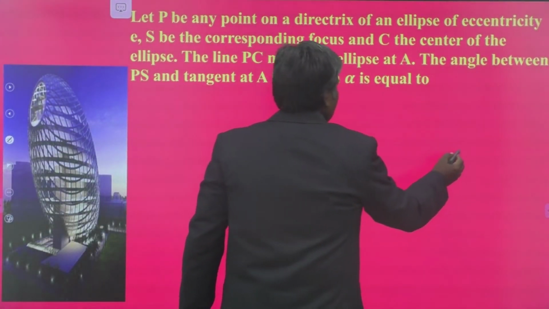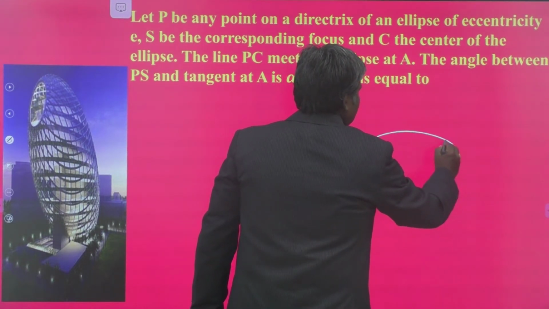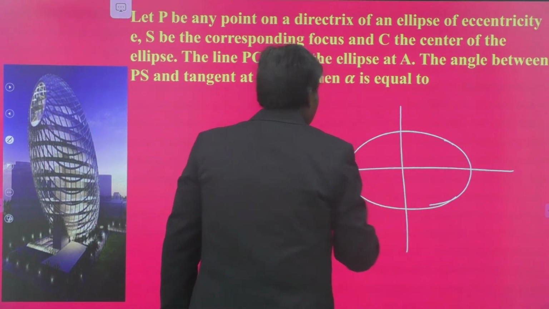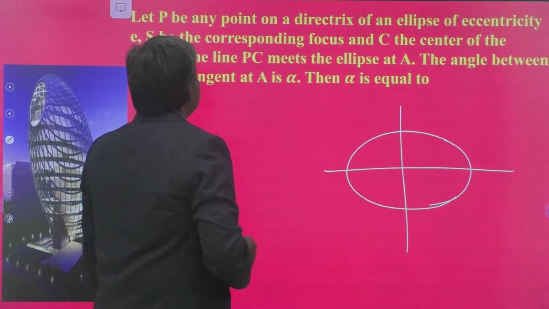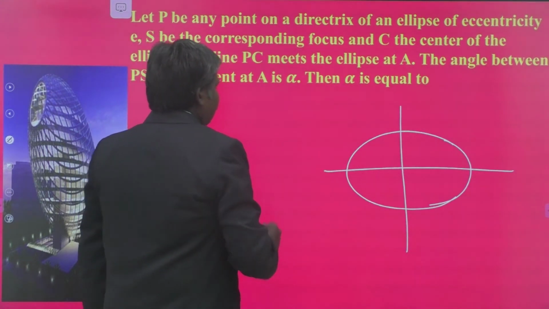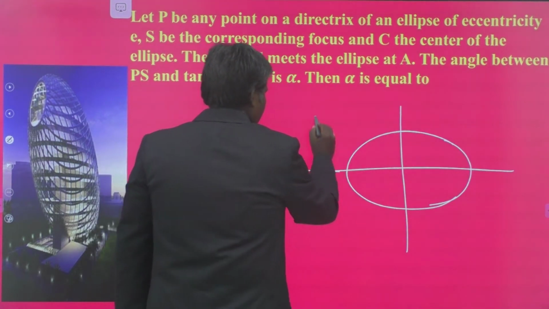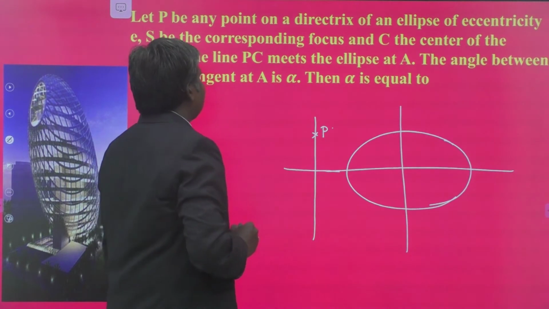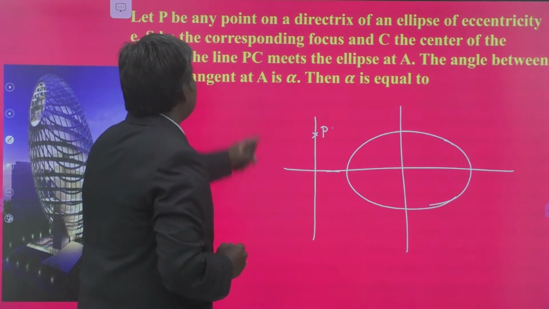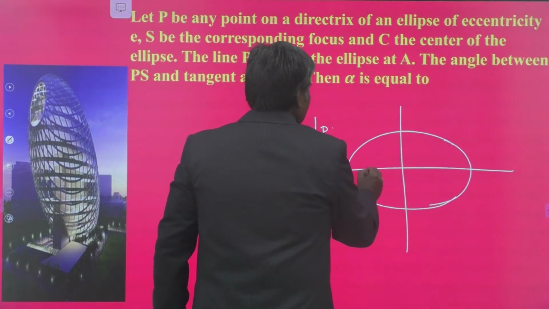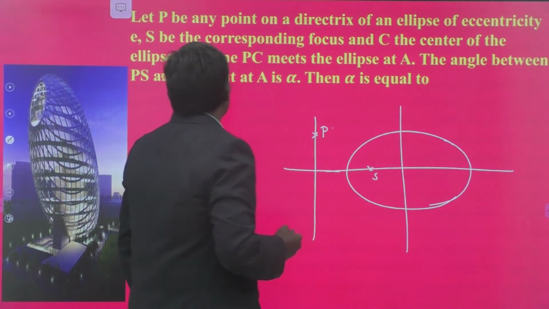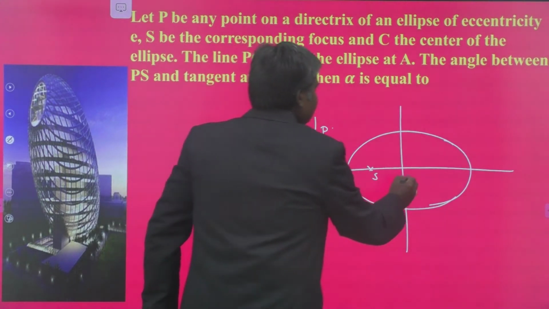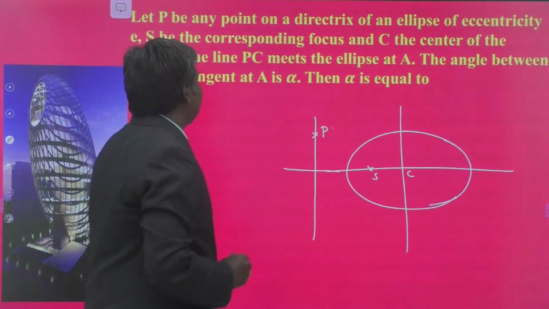Consider an ellipse x square by a square plus y square by b square is equal to 1. This is your ellipse. P is any point on the directrix of your ellipse. This is the directrix, and its corresponding focus is S. C is the center of the ellipse.